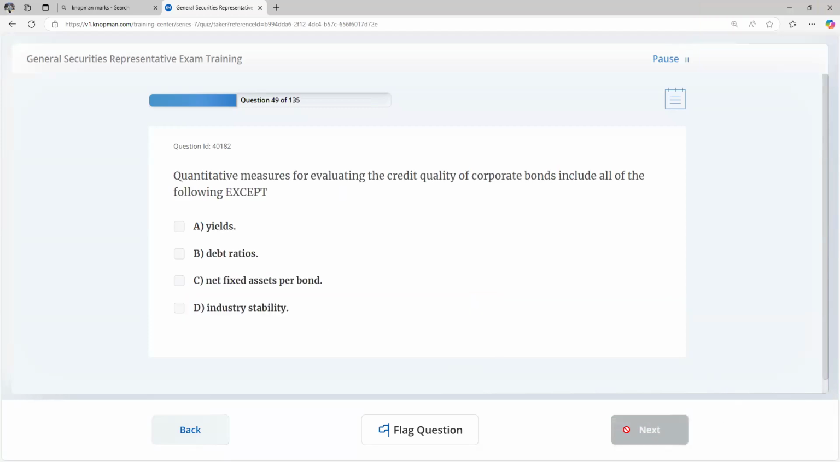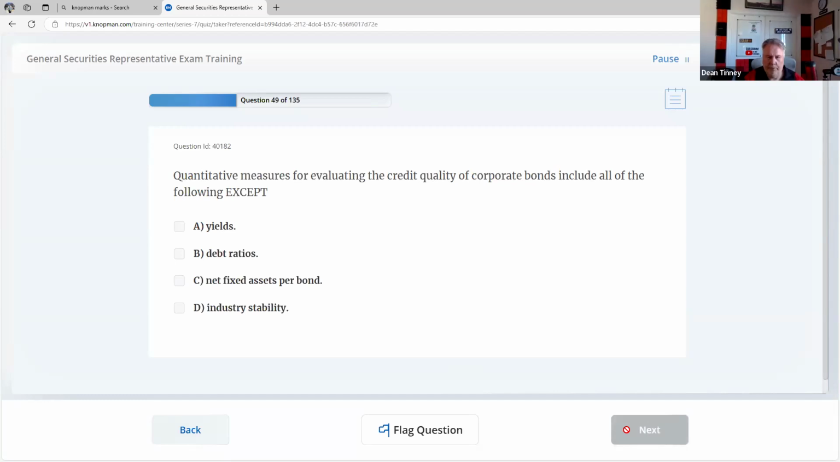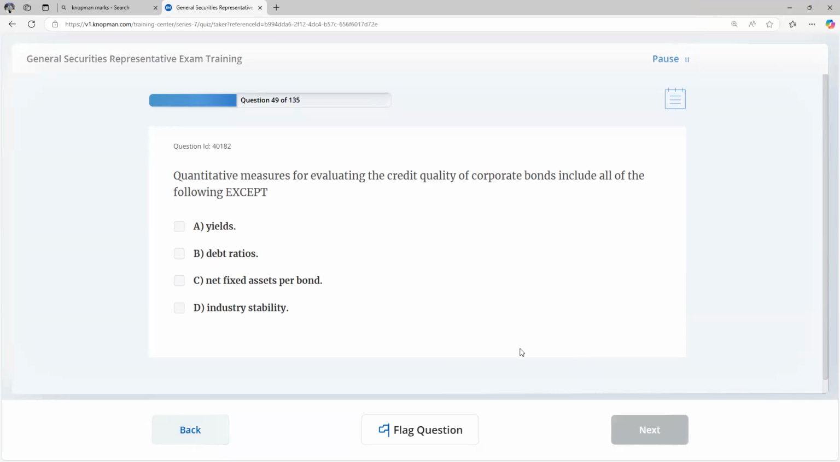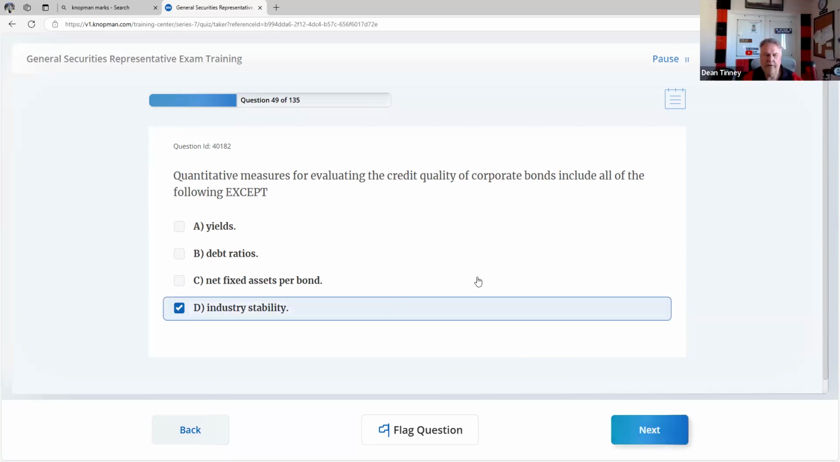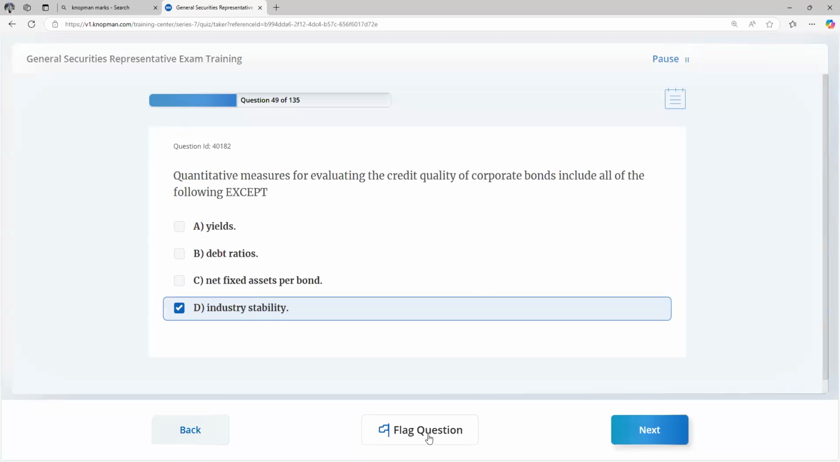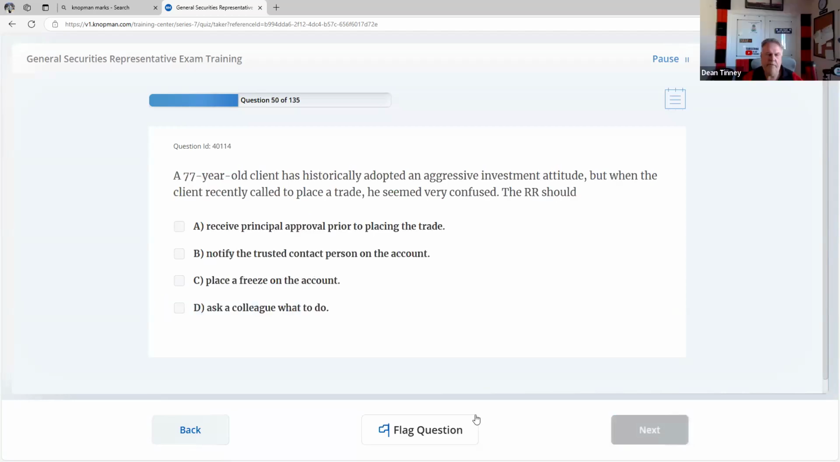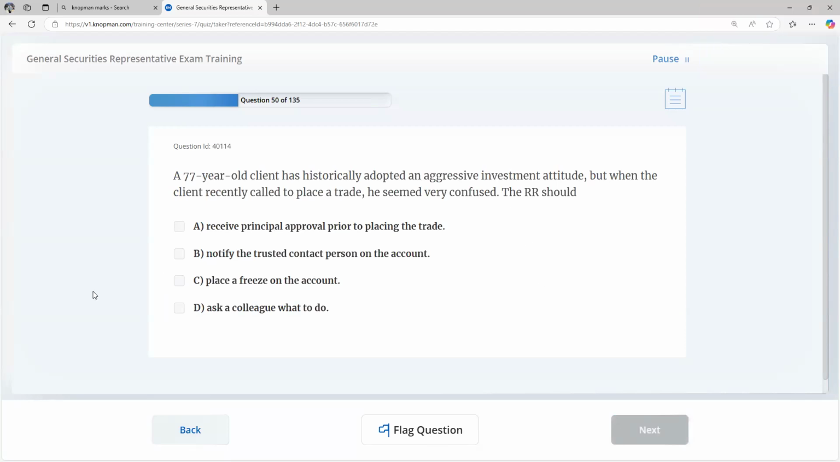Cool. Quantitative measures for evaluating the credit quality of corporate bonds would include all the following except. I think it's industry stability. I'm not sure if I want that one or yields. So yeah, that's a tough one. Flag that. A 77-year-old client has historically adopted an aggressive investment attitude, but when the client recently called to place a trade, he seemed very confused. The RR should notify the trusted contact person on the account.